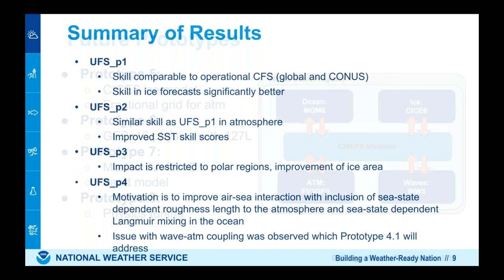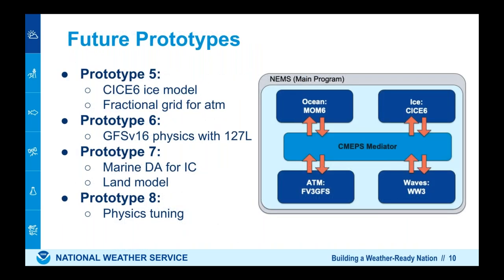So as we continue to move on, we have a series of prototypes planned. There will always be bug fixes and improvements that come in, but these are the main planned improvements for prototypes 5 through 8. After 4.1, we'll do prototype 5, which will include switching out size 5 for size 6. We will also use the improvement for the fractional grid that our colleagues at GSL have implemented so that we can have conservation and no more land-sea mask issues or mismatch between the atmosphere and the ocean.